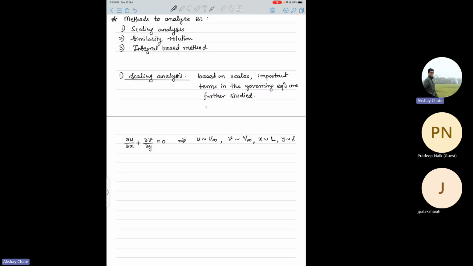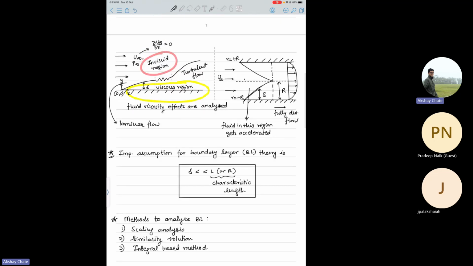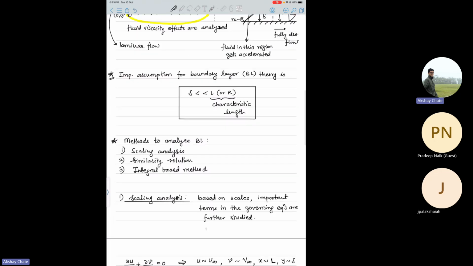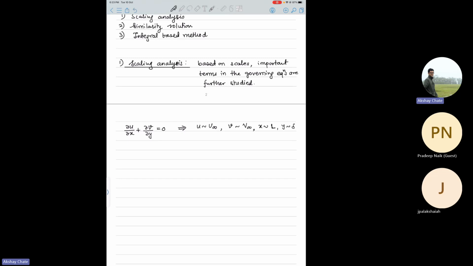You can refer back to this image. So for any physical parameter in the governing equation, you take some scale. For the x direction velocity, you take u infinity. For y direction, we define v infinity. For x length, which is along the plate, you define it as the length of the plate. And for the y direction, the boundary layer thickness is the scale. And when you do that, you put them back here.